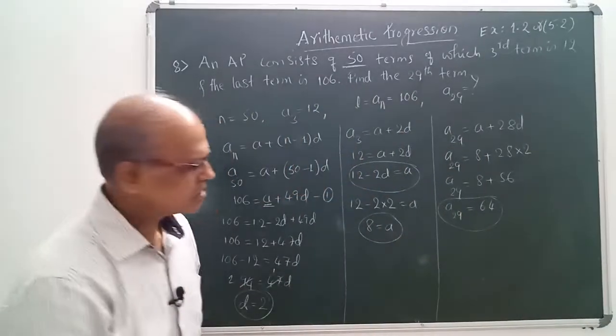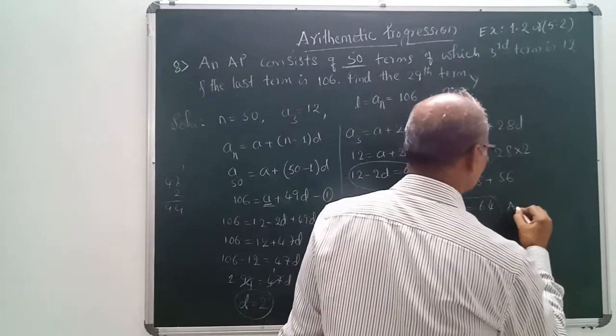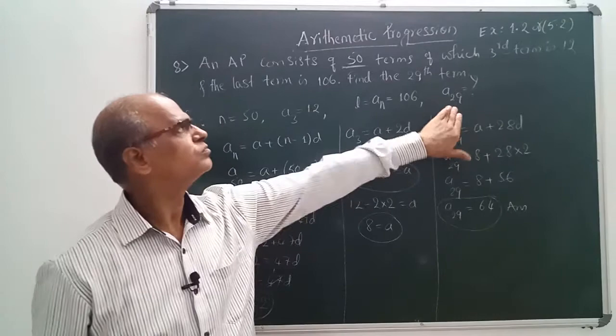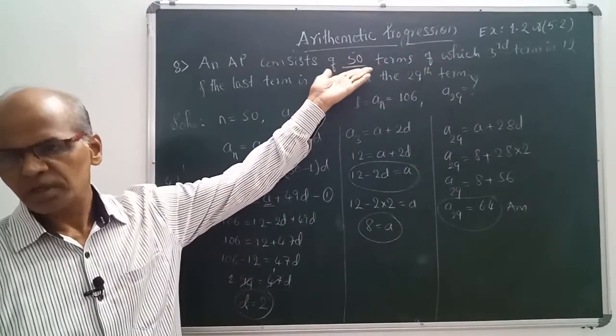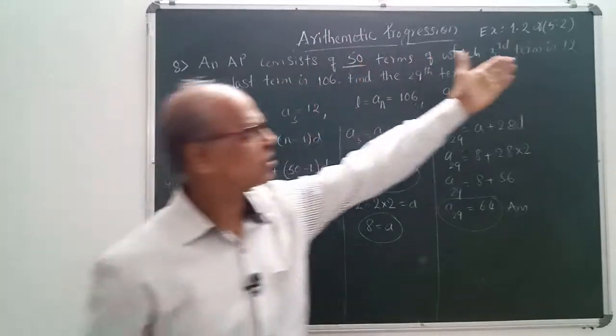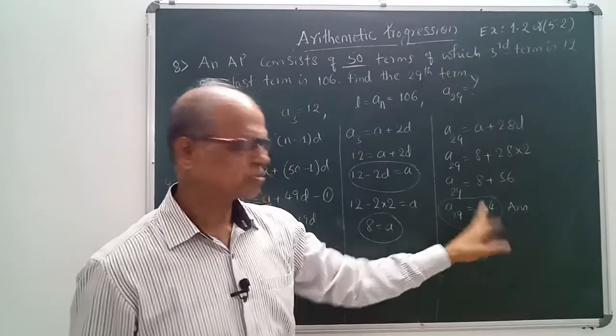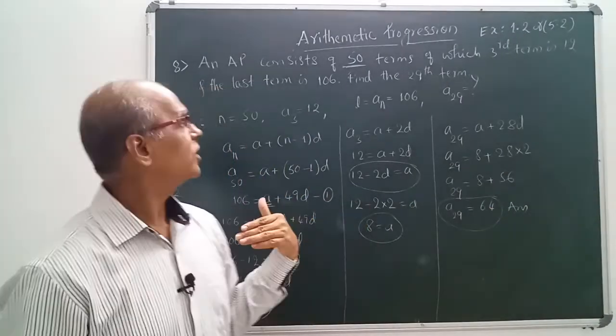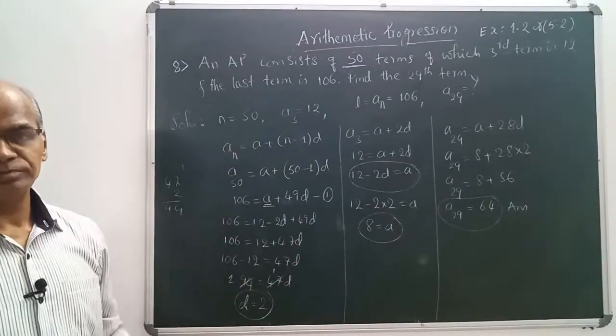A29 is 64. That means the 29th term of this AP, in which 50 terms are involved, the last term is 106, the third term is 12, then the 29th term is 64. Is the answer right? Okay, I'll rub this and go for the 9th one.